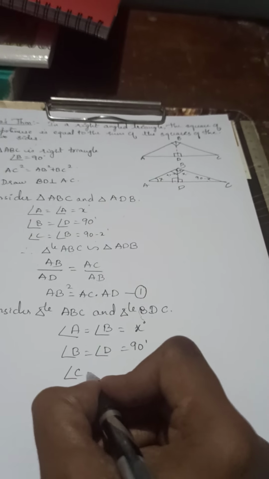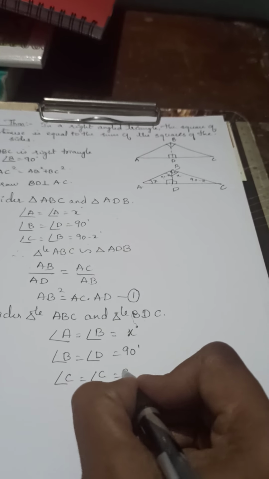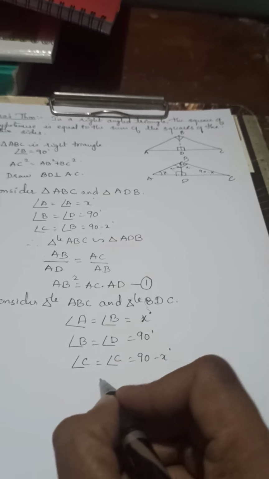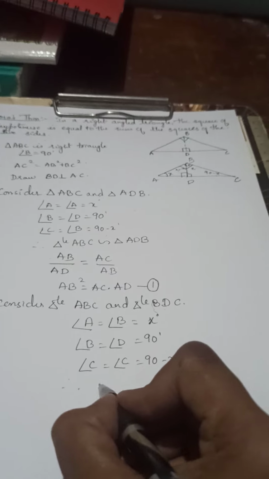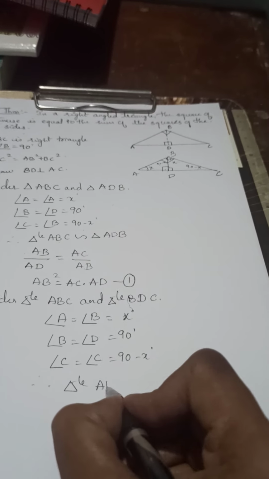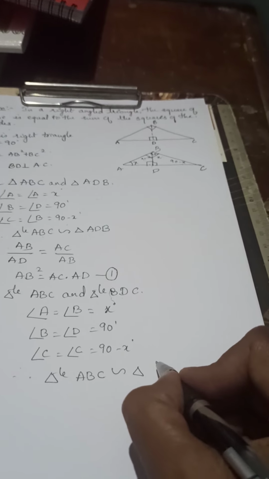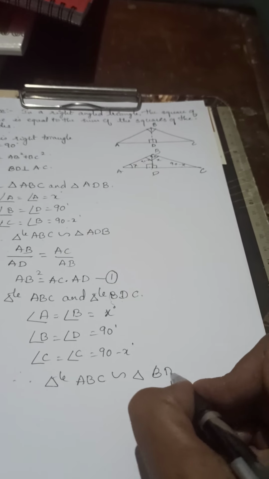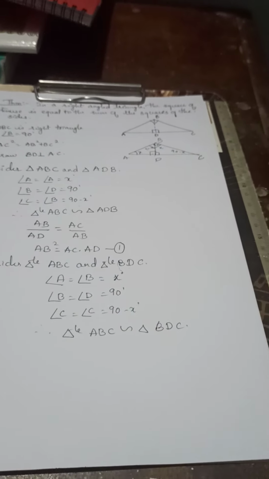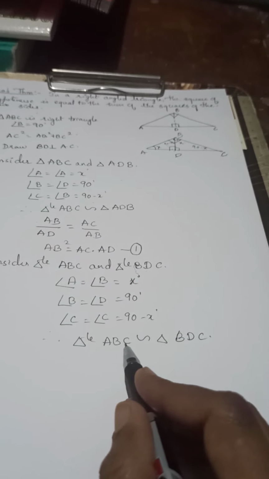Angle C is equal to angle C, that is 90 minus X. So therefore triangle ABC is similar to triangle BDC. First time we took 1 and 2. Now we'll take 2 and 3.